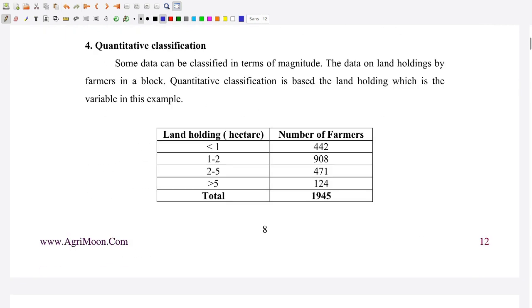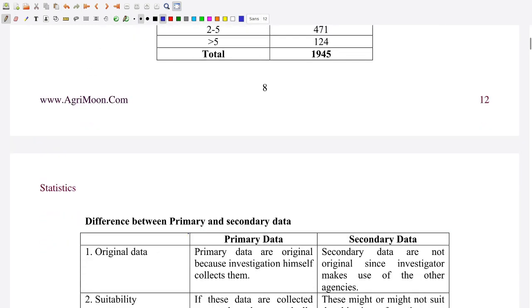Quantitative classification of data involves, for example, the number of farmers who have a land holding of less than 1 hectare, which is 442 in number, and between 1 to 2 hectares, which is 908. So this is the quantitative data. That means we are defining class intervals for that.